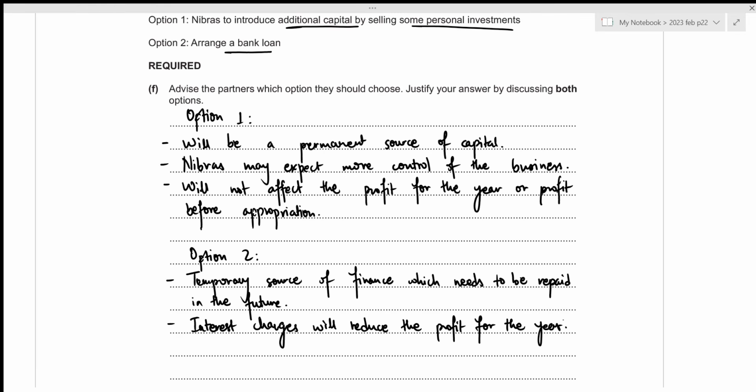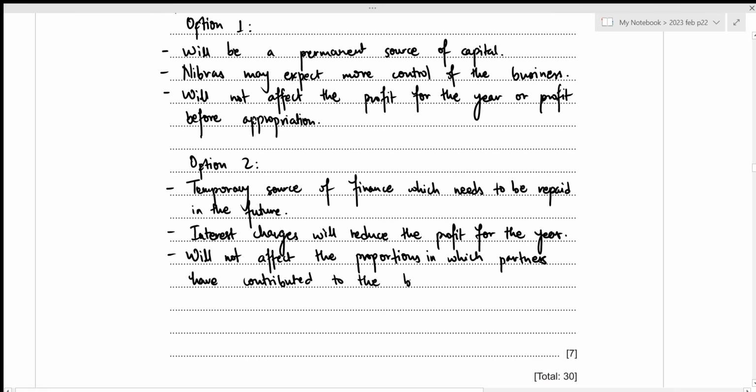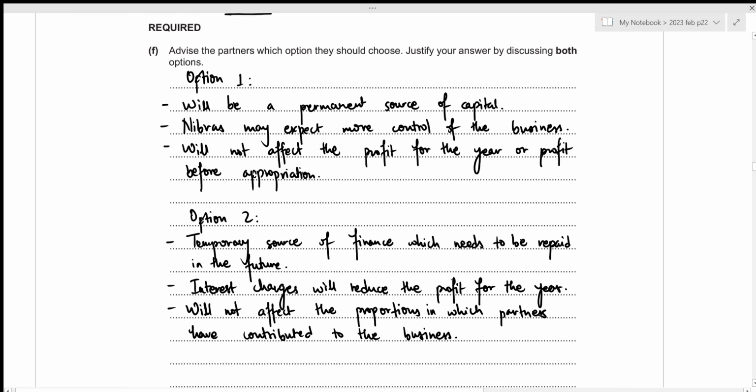And since there will be no additional contribution by any of the partners, it means that the proportions in which the partners have contributed to the business will not be affected. Let's write it down. Will not affect the proportions in which partners have contributed to the business.